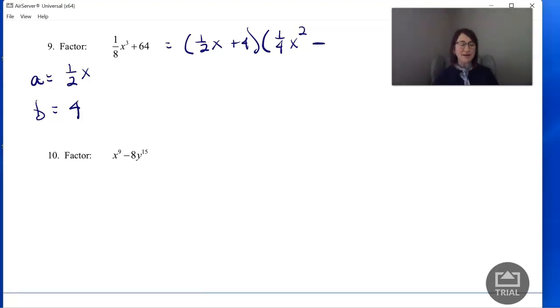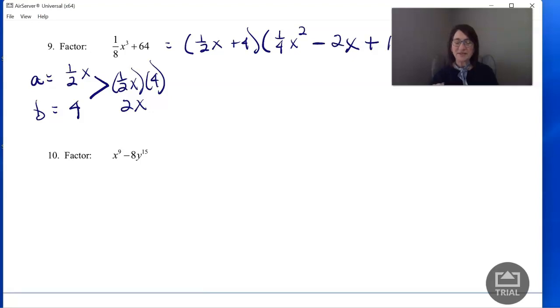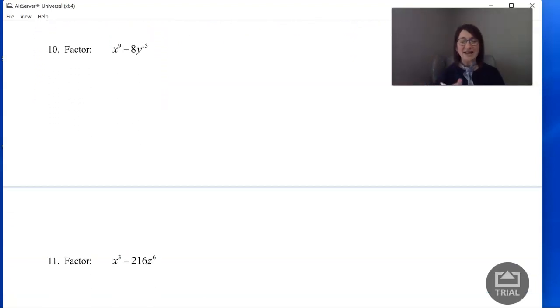I'm going to multiply my two terms together. And so 1/2 of 4 is going to be 2x. So that's where the 2x comes from, just from multiplying those. Where did that come from? 1/2 x times 4 is 2x. All right, plus that b term of 4 squared is 16. That's all done. And I did it in my head. You can too. All right, let's look at number 10. Well, crazy. Look at that.